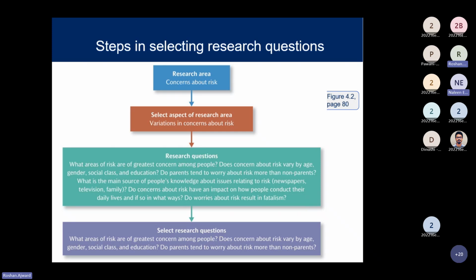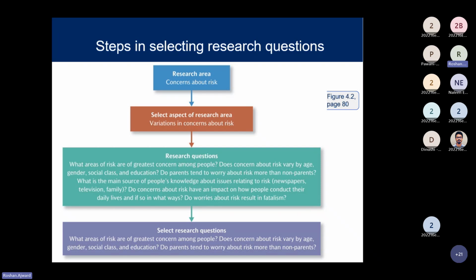Then, based on that research area, specific research questions have been formulated. Look at it. What areas of risk are of greatest concern among people? Does concern about risk vary by age, gender, social class, and education? Do parents tend to worry about risk more than non-parents? What is the main source of people's knowledge about the issues related to risk? The newspapers, television, family, or these days social media? Do concerns about risk have an impact on how people conduct their daily lives, and if so, in what ways? Do worries about risk result in fatalism?